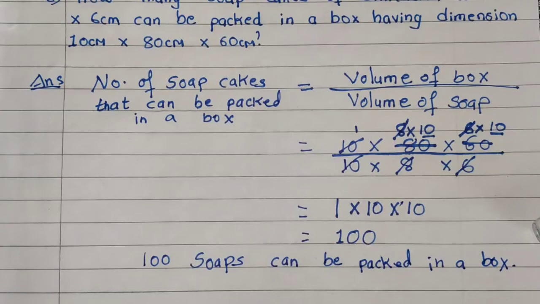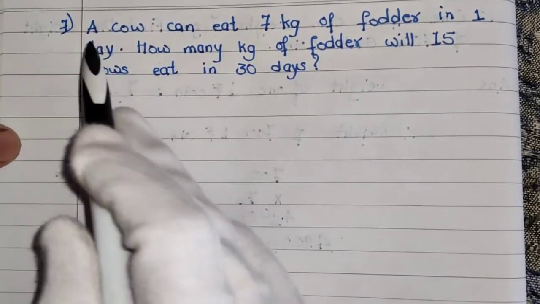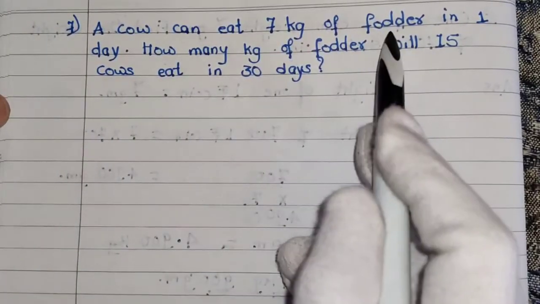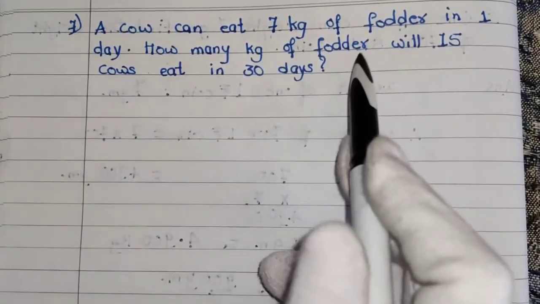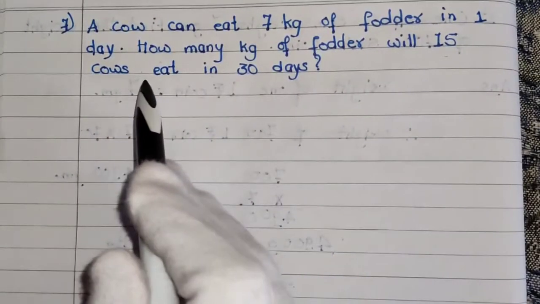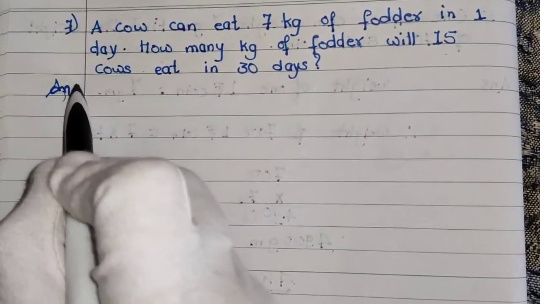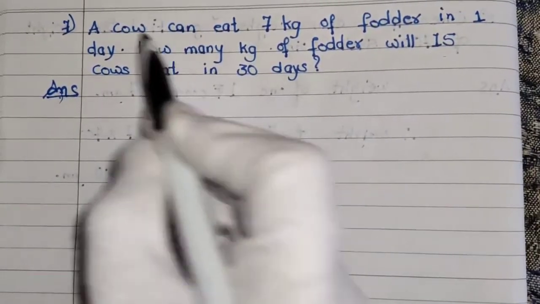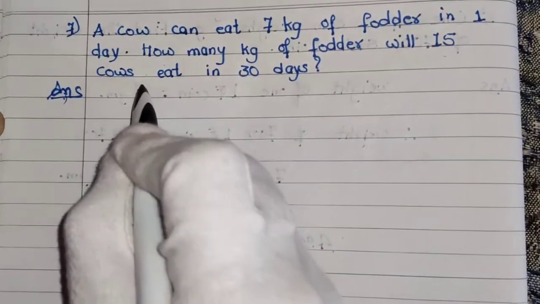Now let us move ahead. So the new and the last question is this. A cow can eat 7 kg of fodder in one day. How many kg of fodder will 15 such cows eat in 30 days? So let us write from the beginning, whatever is given to you. So, one cow can eat 7 kg of fodder. So, that is our first statement.